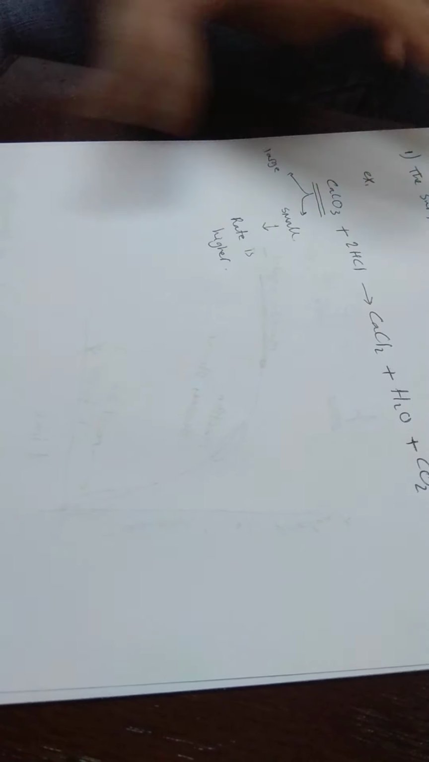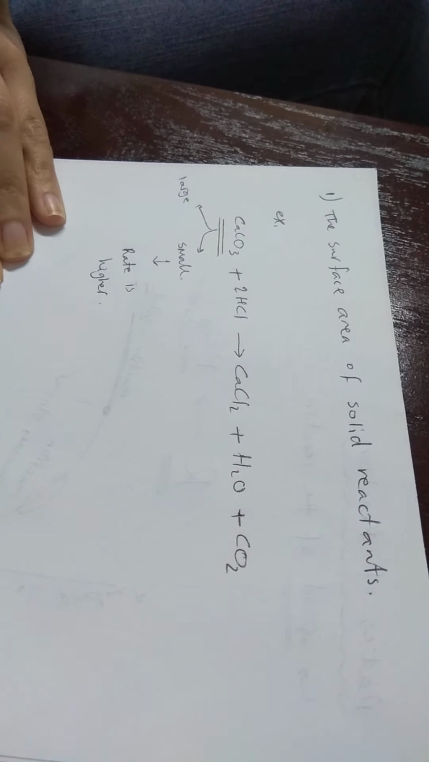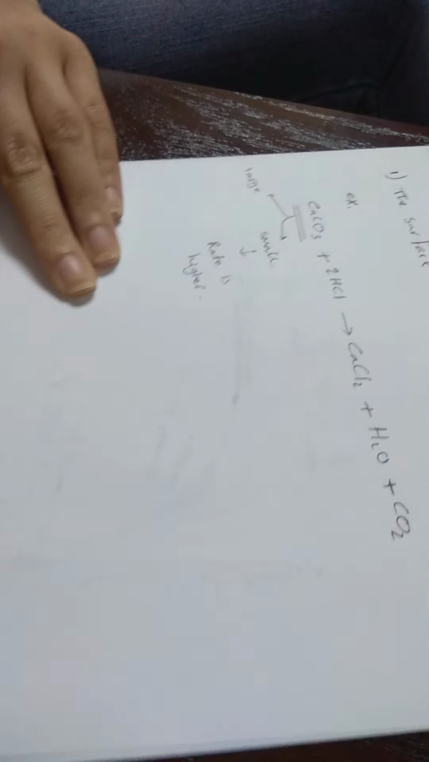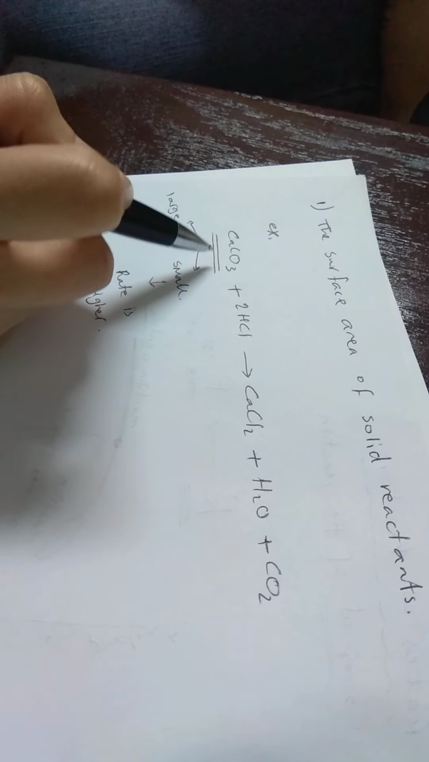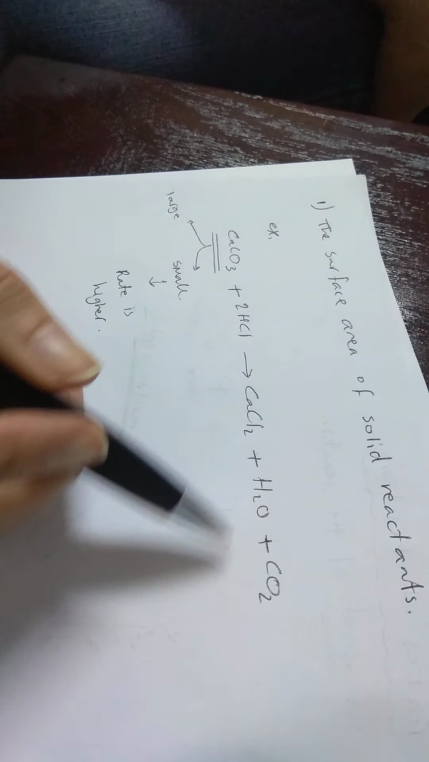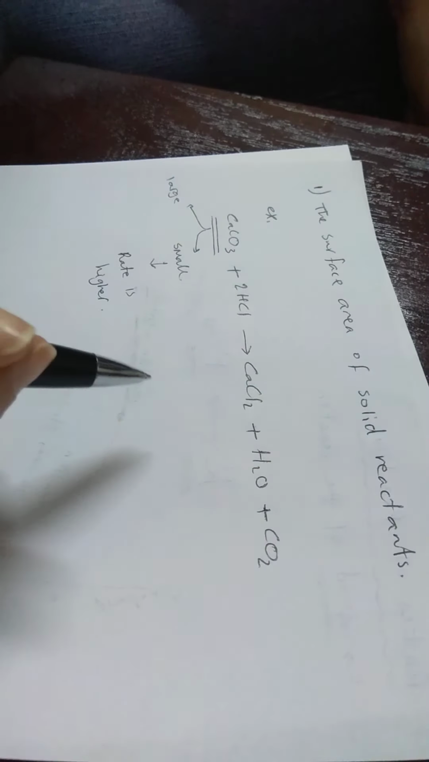Now, the first factor that affects the rate of the reaction is the surface area of a solid reactant. If we use smaller pieces of any solid substance that is in the reactants, we will have a larger or higher rate of the reaction overall. This is an example: the reaction of marble, CaCO3, calcium carbonate, with hydrochloric acid. The products are CaCl2, H2O, and CO2.